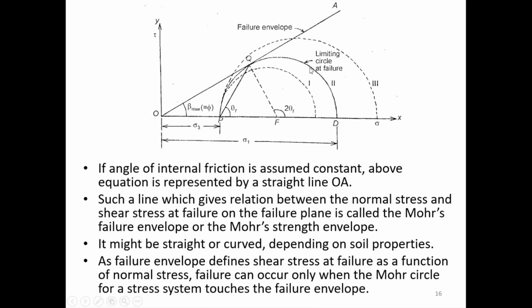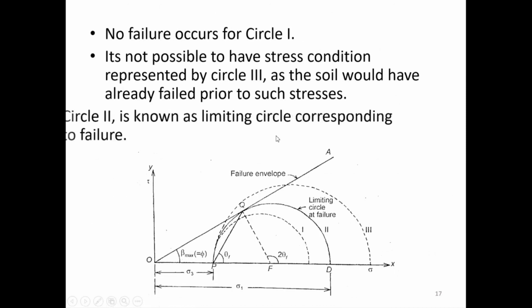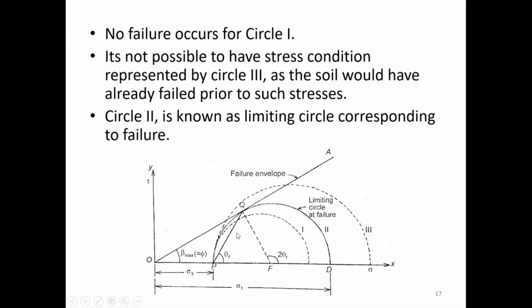So if I know the angle of internal friction of the soil, I can construct this stress system and I can draw the failure envelope. And for any sigma 1 and sigma 3, if I draw a Mohr circle, I can say whether that soil is going to withstand those levels of normal stresses or not. That is pretty much obvious from these Mohr circles that you are going to develop. So no failure occurs for circle 1. It is not possible to have a stress condition represented by circle 3, as the soil would have already failed prior to such stresses. At this point itself it will fail, and circle 2 is known as the limiting circle corresponding to failure.